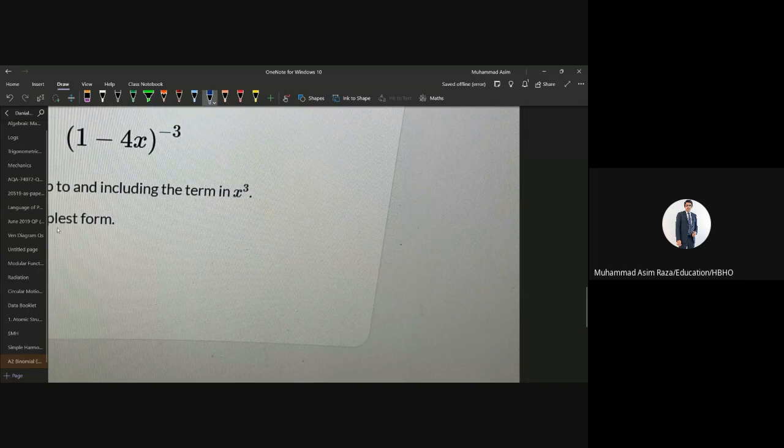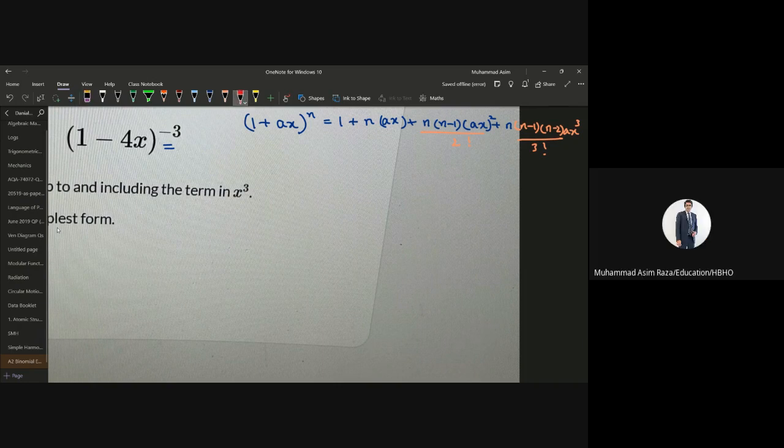Again, at the top, I will write down the formula: 1 plus ax raised to the power of n is equal to 1 plus n into ax, plus n into n minus 1 into ax squared, plus n into n minus 1 into n minus 2 into ax cubed. I have to write down 2 factorial here, and 3 factorial here. Let's do it. These are very simple types of questions.